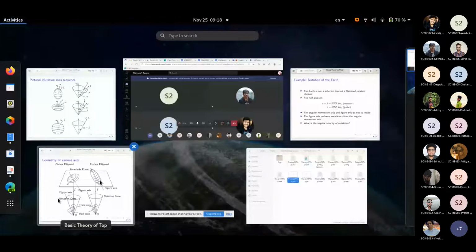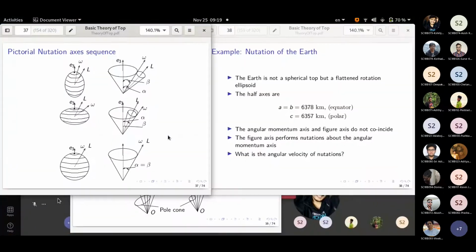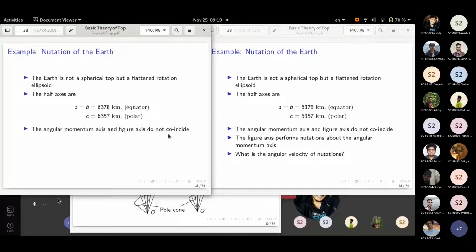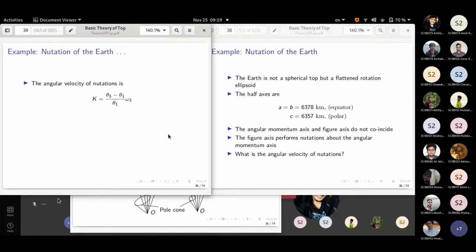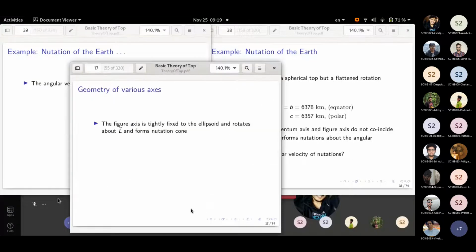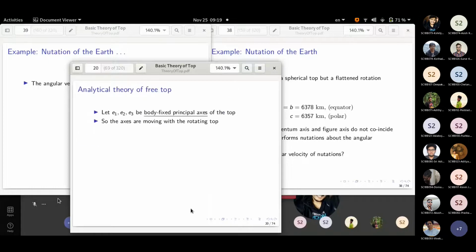So these terminologies will be confusing. You have to go back and then just think about it. So the angular velocity of the nutation, if you look at that equation, what we had already derived, let me go back to what we derived earlier, that expression.